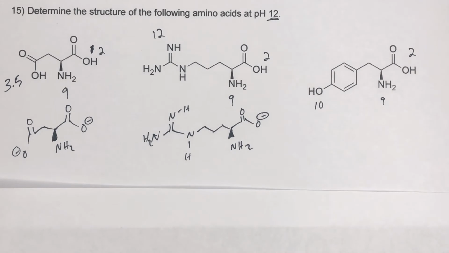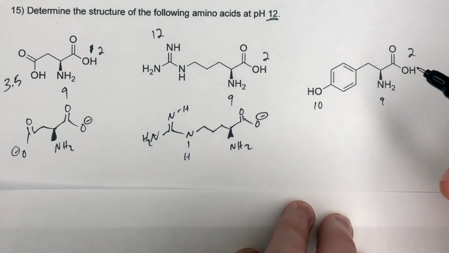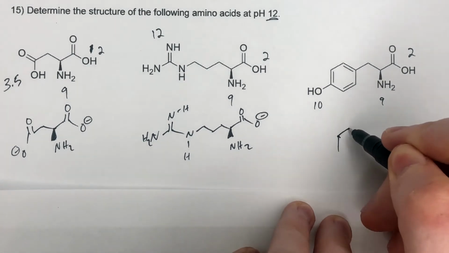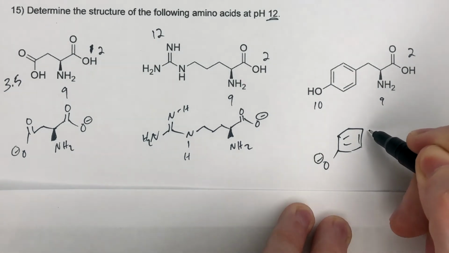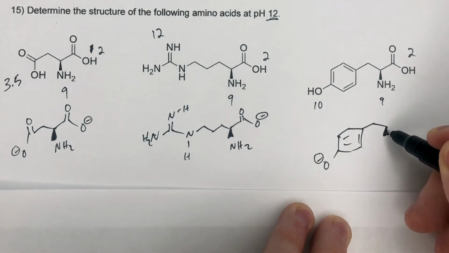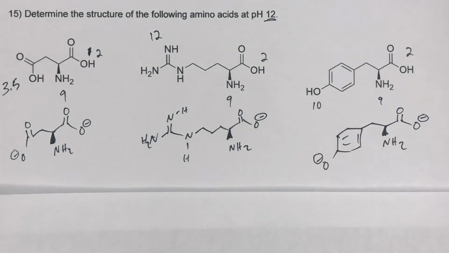Now let's move on to the next one here. We have tyrosine. So we're going to deprotonate everything. Tyrosine is going to get a negative charge at the oxygen. The nitrogen will be neutral, and then the other oxygen will be negative as well. And this will complete this question.